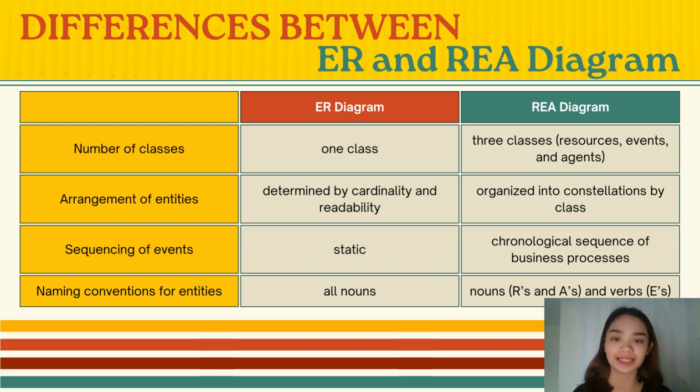As for readability, ER diagrams aim to be easy to understand. So the arrangement of entities is influenced by what looks visually pleasing and logical, ensuring that the diagrams remain clear and comprehensible to readers. While in an REA diagram, these three classes are organized into constellations based on their relationship. The diagram visually represents how resources, events, and agents interact within the business process. This organization helps to depict the flow of economic activities and the connections between different elements.